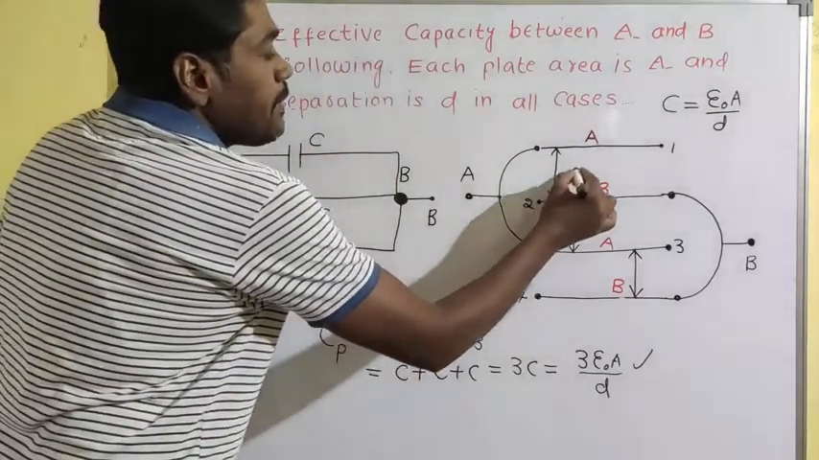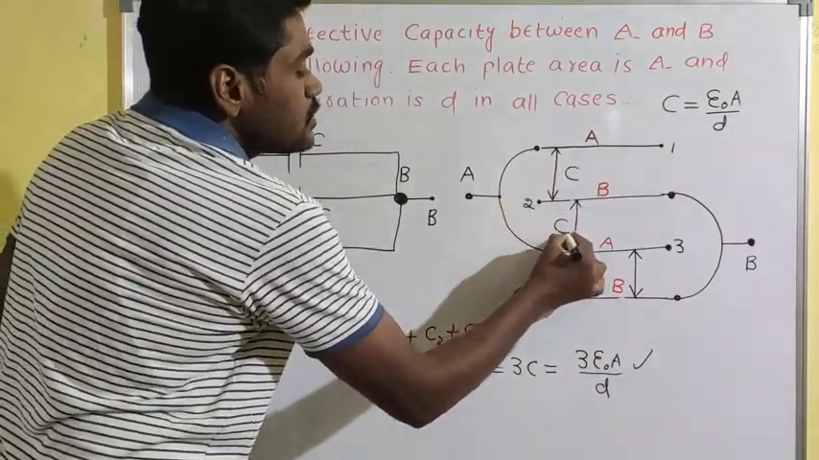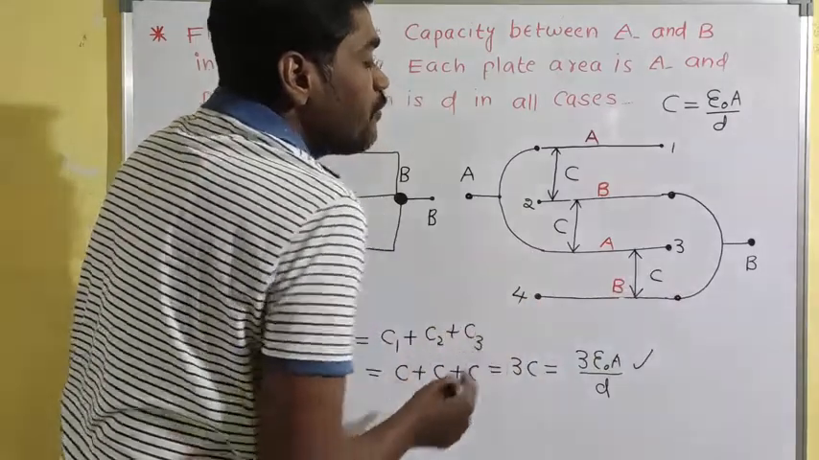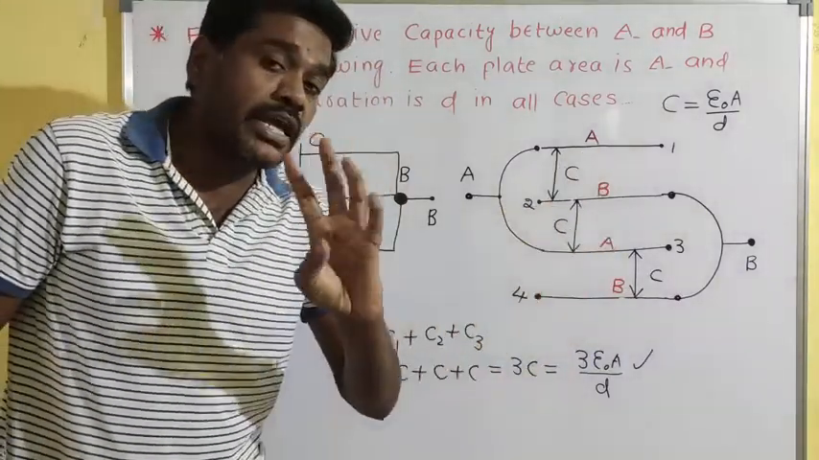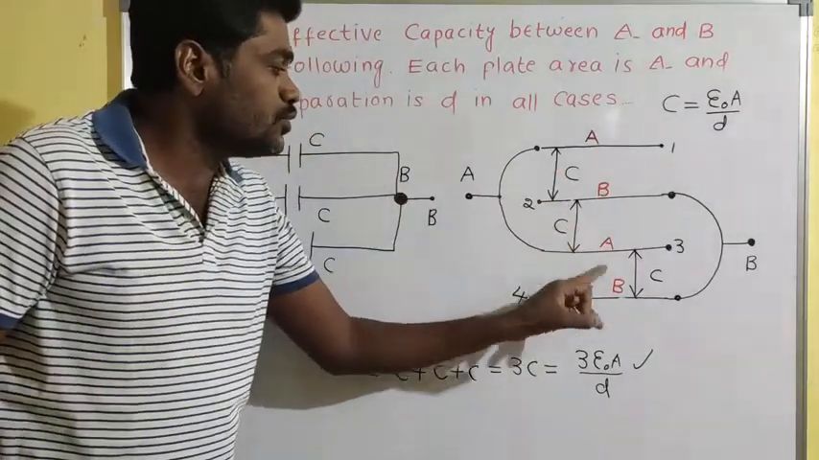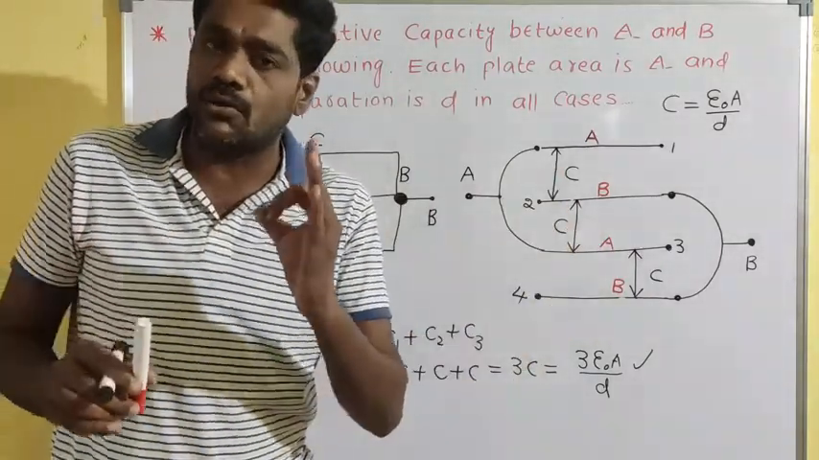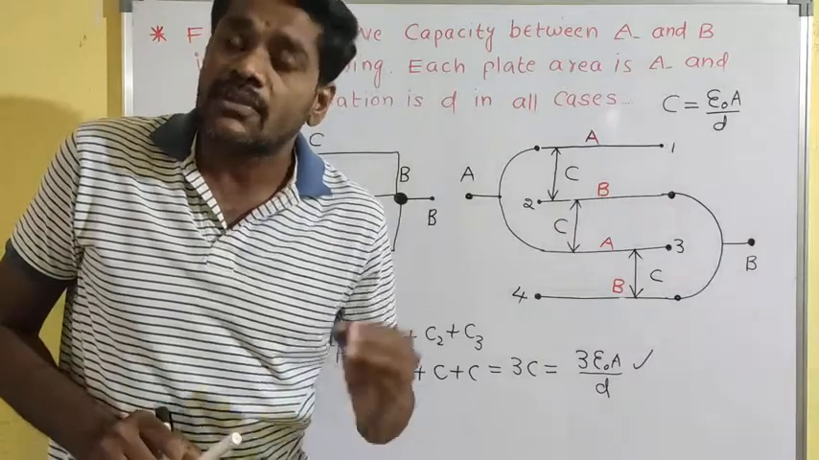Now its capacitance is C, and its capacitance also C, its capacitance also C. Therefore now how many plates have they given? 1, 2, 3, 4. But how many capacitors did we get? 3. 1, 2, 3. Therefore number of plates is 4, but number of capacitors is 3 only.